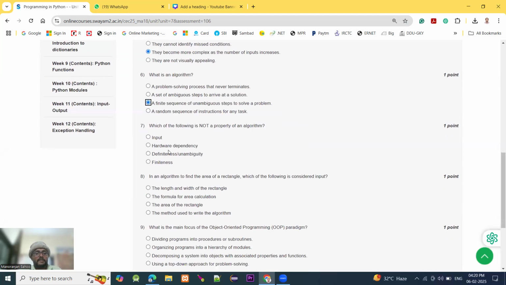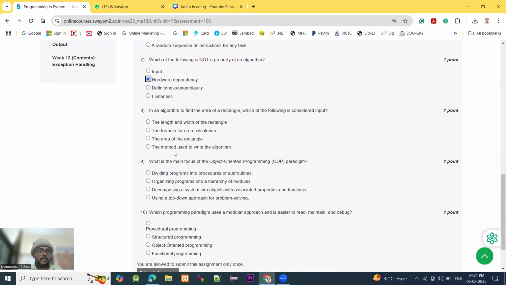Moving to question number 7, which of the following is not a property of an algorithm? So it is hardware dependency. Hardware is not really required. It is not a property of an algorithm. The rest of the things, that means input, definiteness or unambiguity, and finiteness, are required for an algorithm. But hardware dependency is not required. So for 7, option B is the most appropriate answer.